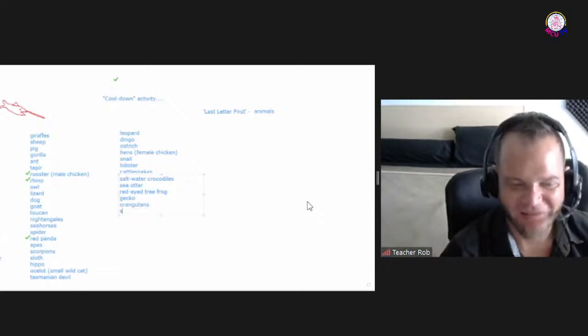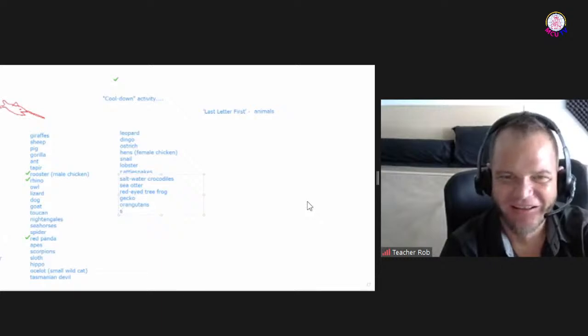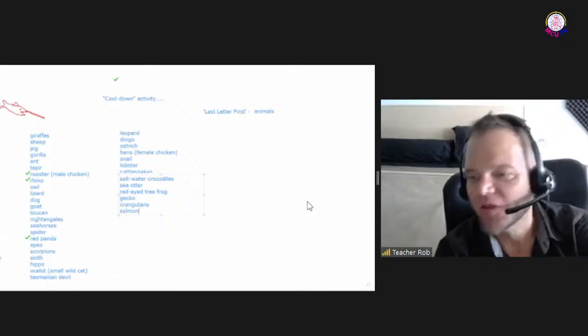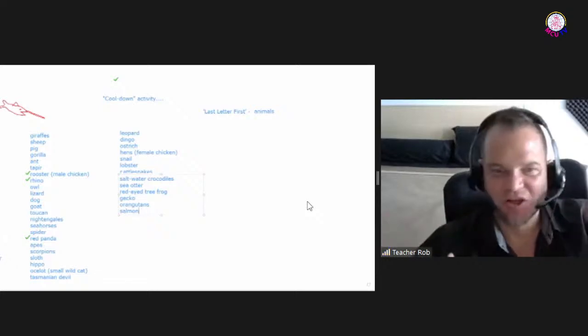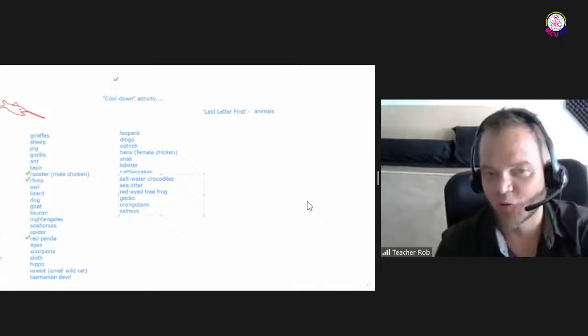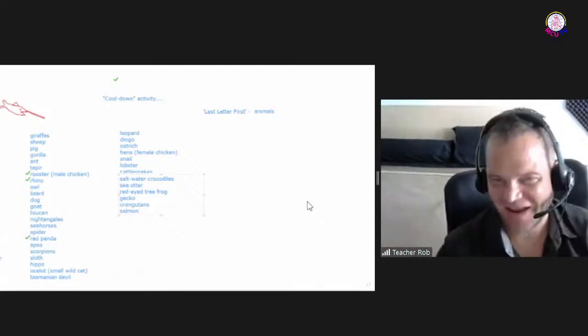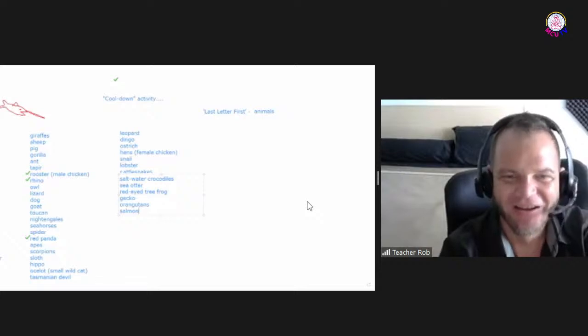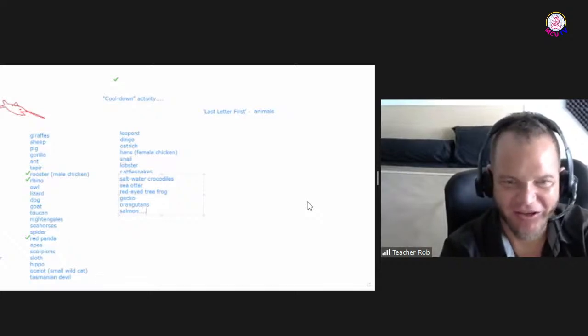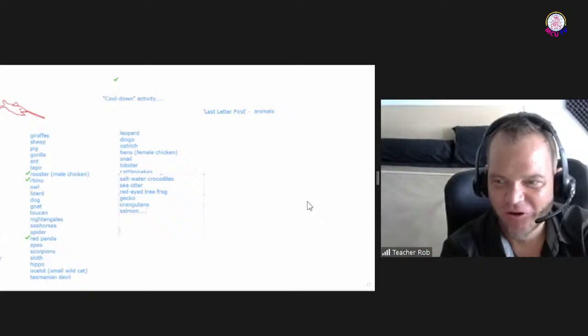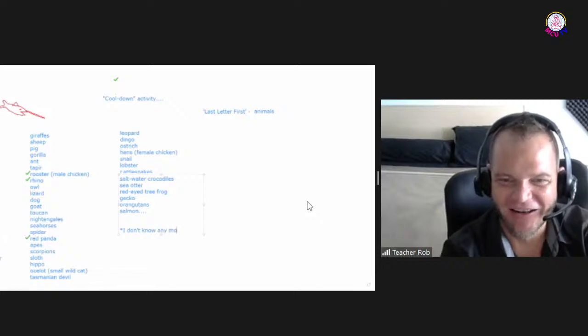Salmon. Salmon. Very good. Salmon. Now, this one gets us kind of stuck, just like ox, because actually the plural is not salmons. A lot of fish, even whether you have one or two or three, it's all just salmon. So I think that's actually a good place to end, because it's almost 4 o'clock. So I'm going to say, I don't know any more that end in S for animals.